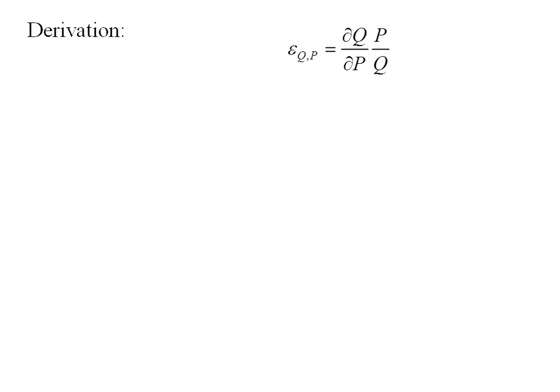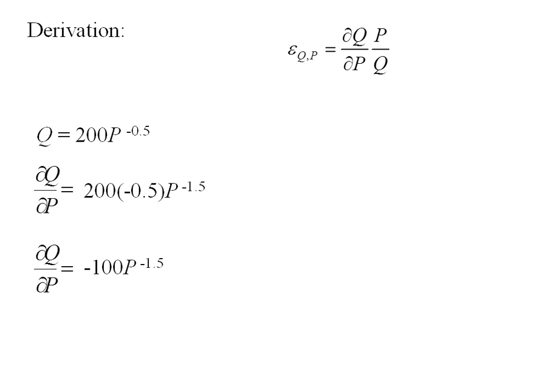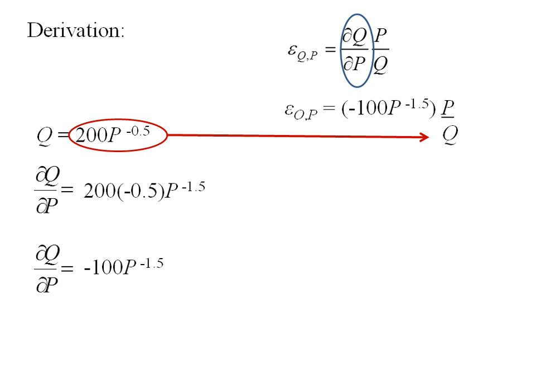Elasticity is going to be the derivative of quantity with respect to price times price over quantity. So here's my quantity equation, my demand equation. If I partially differentiate it with respect to price, I'll get 200 times negative 0.5 p to the negative 1.5, or simplifying, negative 100 p to the negative 1.5. I'm going to take that and plug in for the first part of my expression. So elasticity equals negative 100 p to the negative 1.5 times p over q.